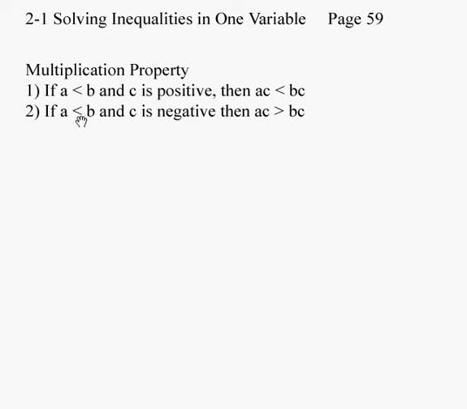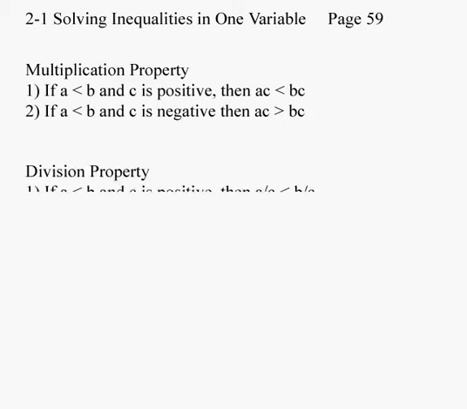But the difference, to compare and contrast, is here on the second part of this multiplication property. If A is less than B and we're multiplying by a negative number, the direction of the inequality changes. So if C is a negative number, it goes from a less than to a greater than, or it goes from a greater than to a less than.